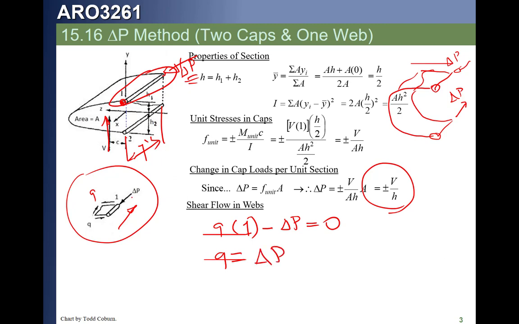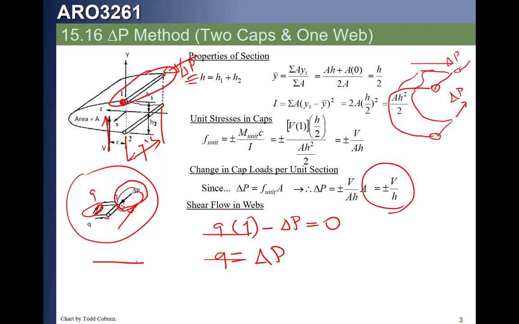In fact, it's pretty obvious. If this is acting on this end of the rod or the cap, and this end has no force continuing through the member, this shear flow better completely react what's happening here. So we can see this method allows us to immediately determine what the shear flow is in our web.